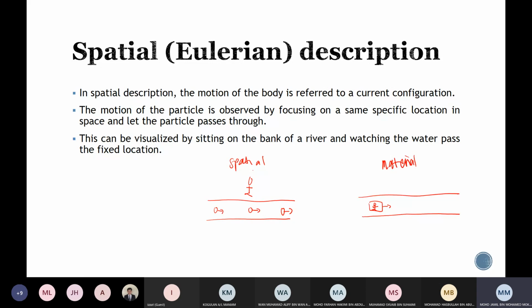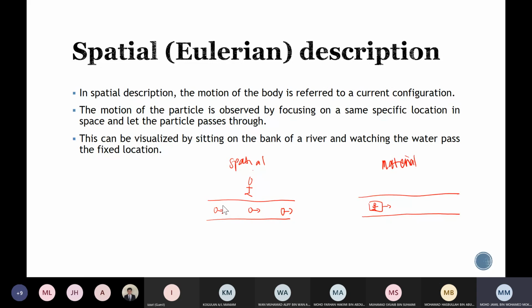Okay, so if you locate yourself in that particle and observe the motion of that particle as you move along the particle with the particle, that is the material description. So if you observe the motion of the particle by sitting statically at a point, at a location, so you are observing the motion of the particle spatially. Okay?